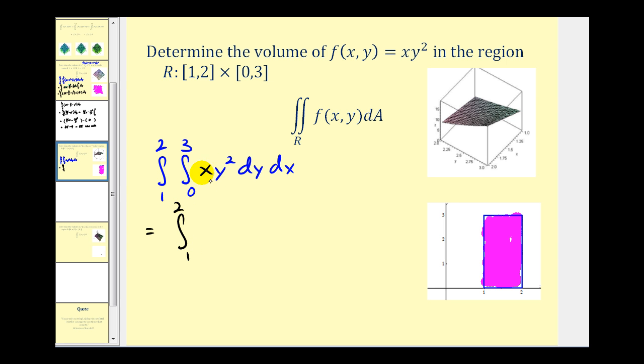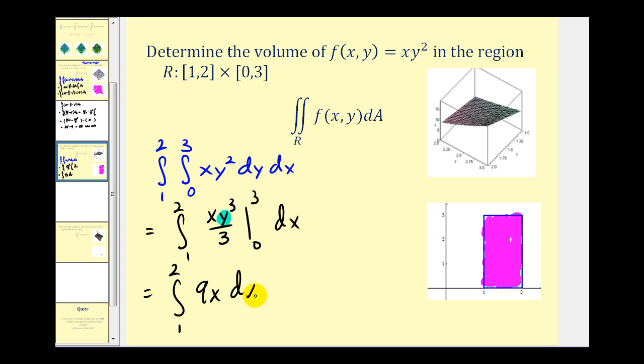Treating x as a constant, we'll have x y to the third over 3. We evaluate this in our limits of integration, and then integrate with respect to x. And again, because we integrate with respect to y first, we're replacing y with 3 and y with 0. So when y is 3, this is going to end up being 9x. And then when y is 0, it'll be 0.